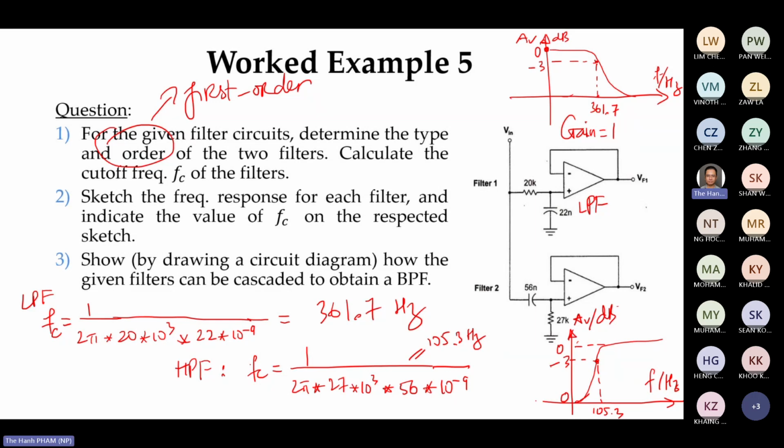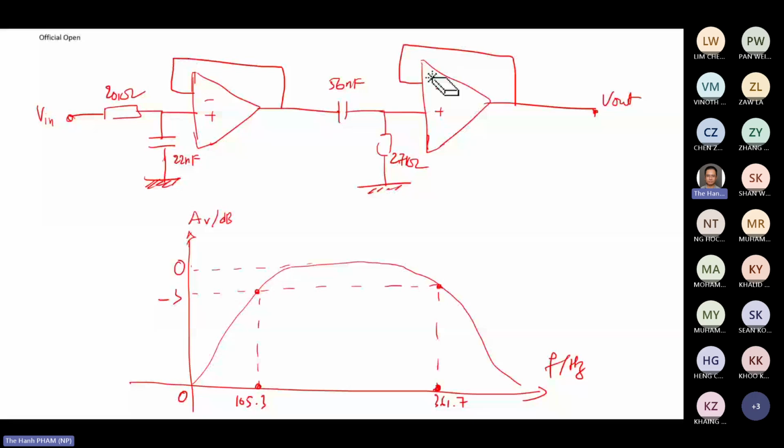Now, if they say you have to draw how to have the bandpass filter based on these two filters, what you can do is you can just combine, right? And you can have something like this. By the way, whether you draw the low pass first or high pass first, it doesn't matter.